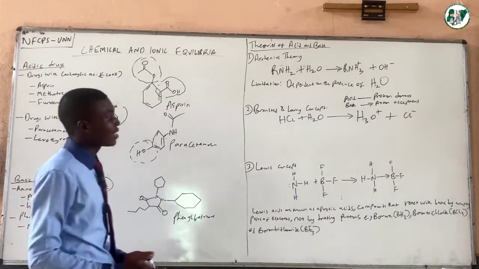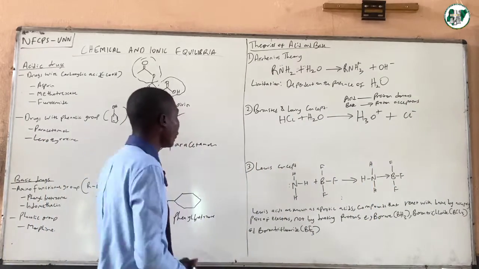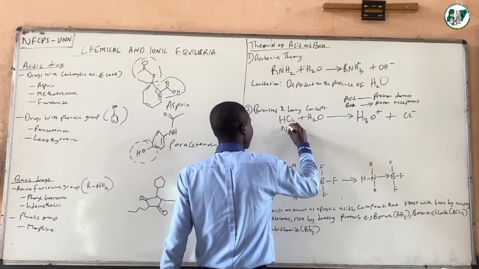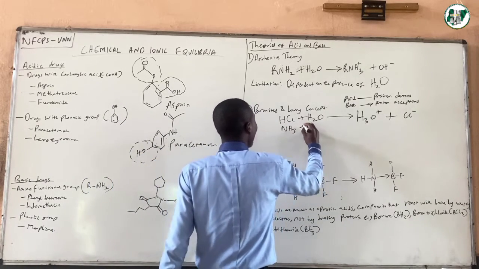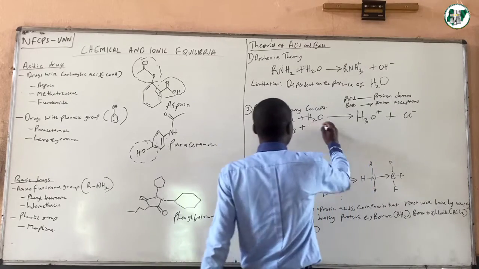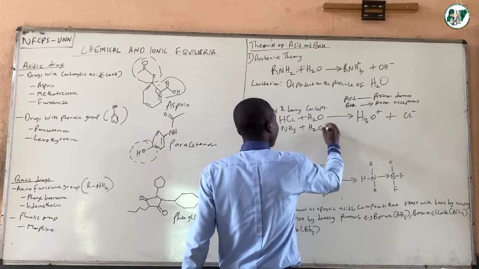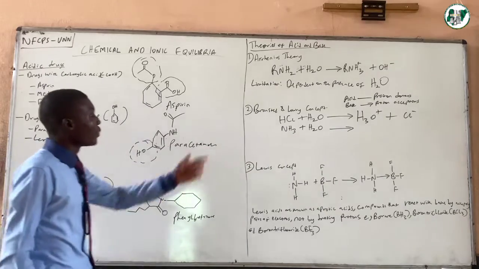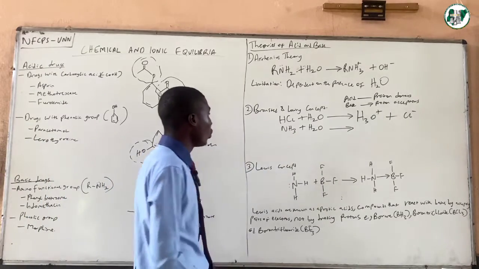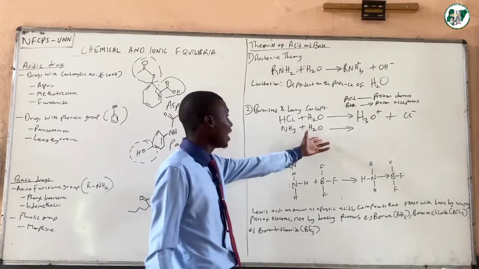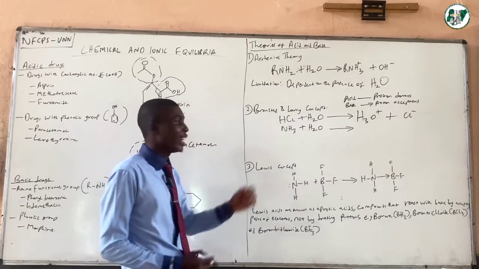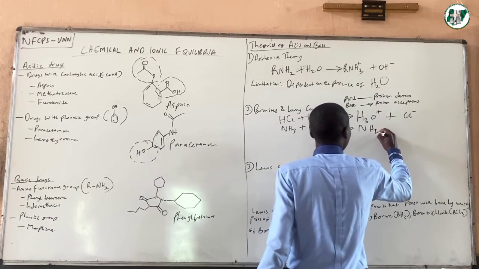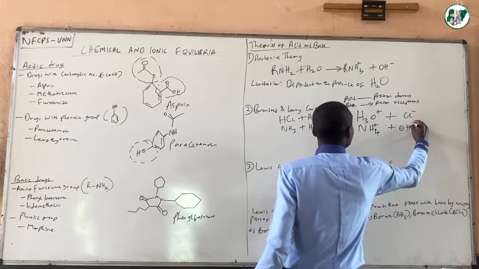So let us do another example and then we make progress. Let's look at the example of NH3. Now when you work with NH3 plus H2O, in this case, H2O donates a proton to the NH3. You now have this.